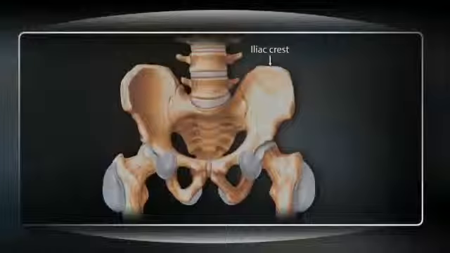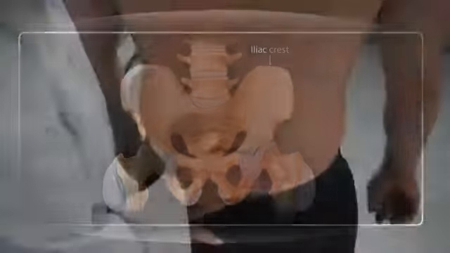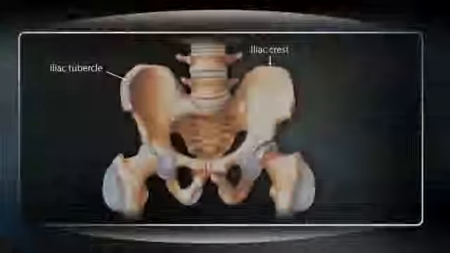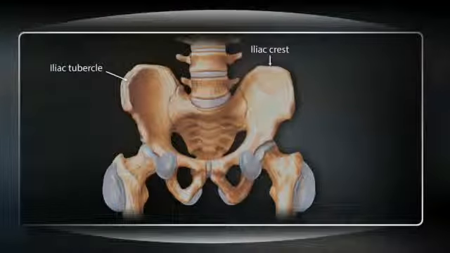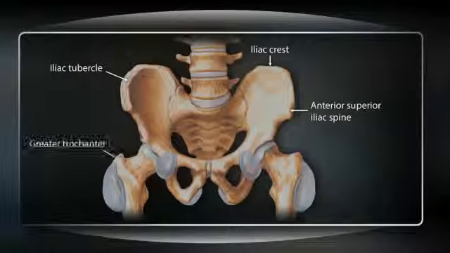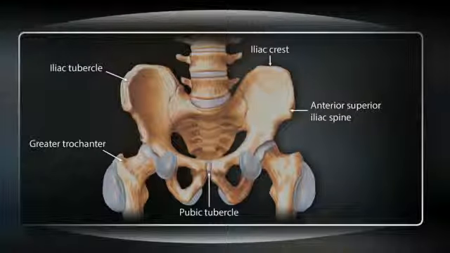Palpate the bony landmarks, including the iliac crest at the upper margin of the pelvis at the level of L4. From there, you can follow the downward anterior curve to locate the iliac tubercle, marking the widest point of the crest. Tracking downward, you'll find the anterior superior iliac spine. Place your thumbs there and move your fingers downward to find the greater trochanter of the femur. Move your thumbs medially and obliquely to the pubic tubercle.